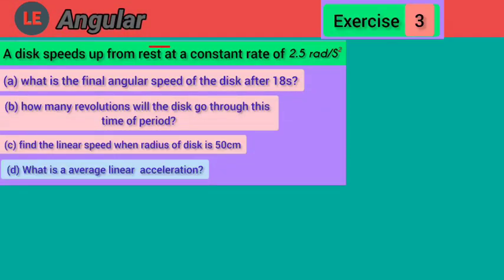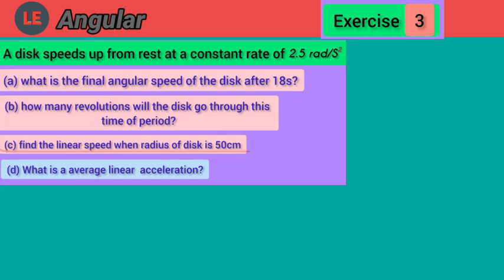A disk speeds up from rest at a constant rate of 2.5 radians per second squared. We are to find the final angular speed of the disk after 18 seconds, the number of revolutions that the disk will go through in this time period, and then find the linear speed with a given radius of 50 centimeters.